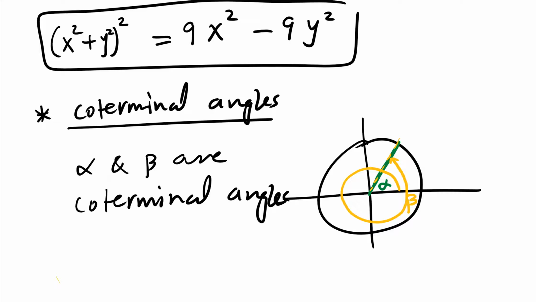You can go even the other way around. So if you start somewhere here and then go back all the way to the same green line, call this theta. So theta, alpha and beta are all coterminal angles. They land at the same point, at the same angle, same terminal side.